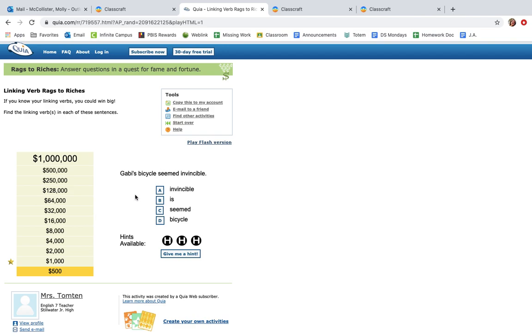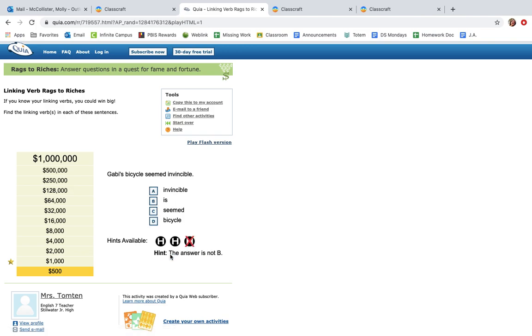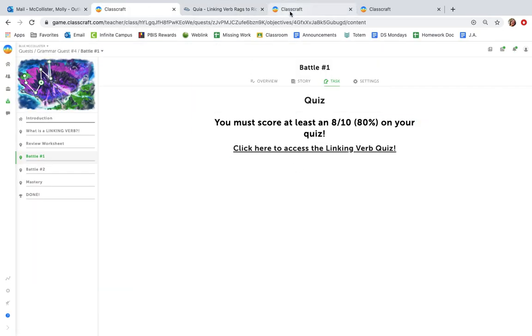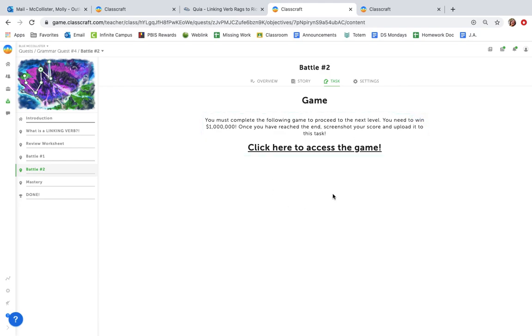Gabby's bicycle seemed invincible. I think I know the answer. I think we're talking about Gabby's bicycle as the subject, and I think we're describing it as invincible. So I think the word seemed would be our linking verb, but I want to double check. Give me a hint. So the answer is not B. Okay, it's not is. So, yep, I'm going to go with seemed. There you go, you got it right. As soon as you highlight all of these levels, you've officially won $1 million. Woohoo. You're going to go back to the game, and you're going to upload your score.